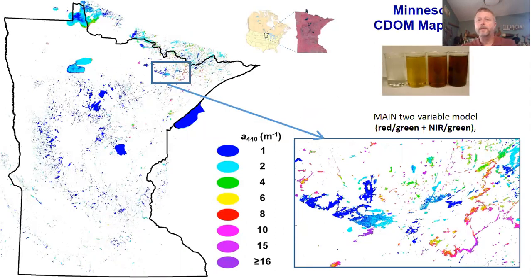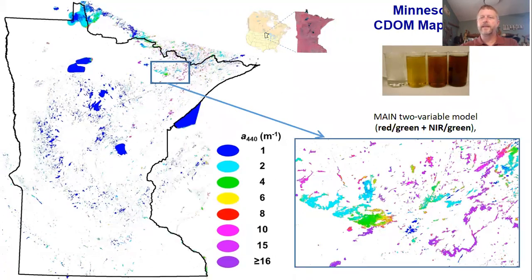We can also map CDOM. So far we've mapped CDOM for two different time periods, 2015 and 2016. And so here's our 2015 and then 2016. And what we found was there was a significant difference between the two in some areas. And this was true in our fieldwork and then also in our satellite remote sensing.